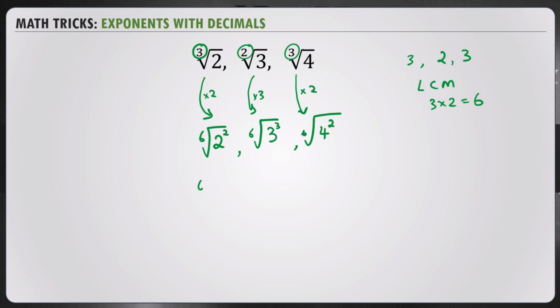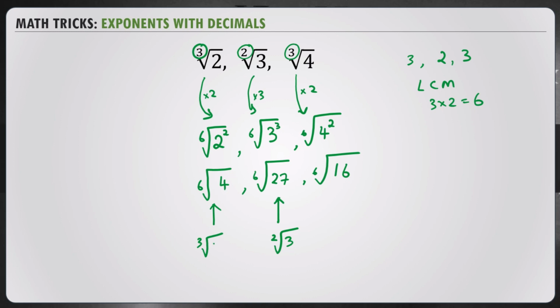Now this makes it so much easier. They're all under the same power. This is 2 squared, which is 4. 3 to the power of 3 is 27, and 16. Since they are all under the 6th root, it's so easy to find the largest and the smallest. The largest number will be this number, which is the cube root of 3... the smallest number will be this number, which is the cube root of 2. Largest and smallest. I hope this makes it easy for you to solve this pattern of problems.